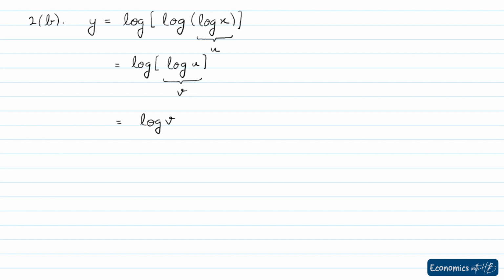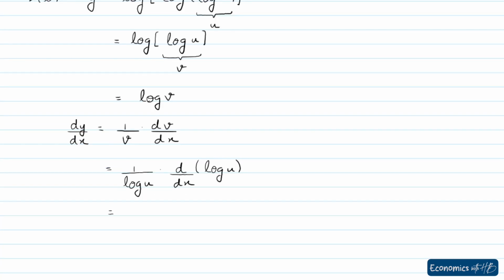Alright, now let's simplify it. Take the derivative. Dy by dx is equal to, since this is log v, so the derivative comes 1 by v into dv by dx. Right, now replace v here with log u. So 1 by log u into d by dx of log u, right? Writing it further, 1 by log u into d by dx of log u is 1 by u into du by dx.